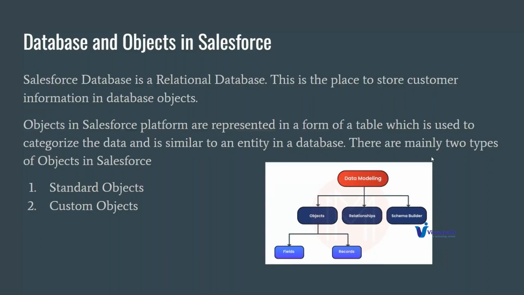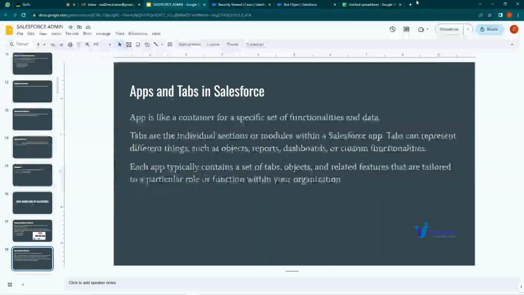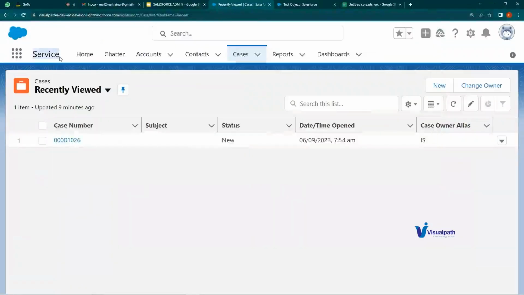Okay, so this is object. After object, there are apps and tabs. What is an app? An app is like a container for a specific set of functionalities and data. That means an app is nothing but a folder. Salesforce has provided Service, for example. Service is an app, and it will have all the objects and fields, which we haven't come across yet, related to this functionality itself.